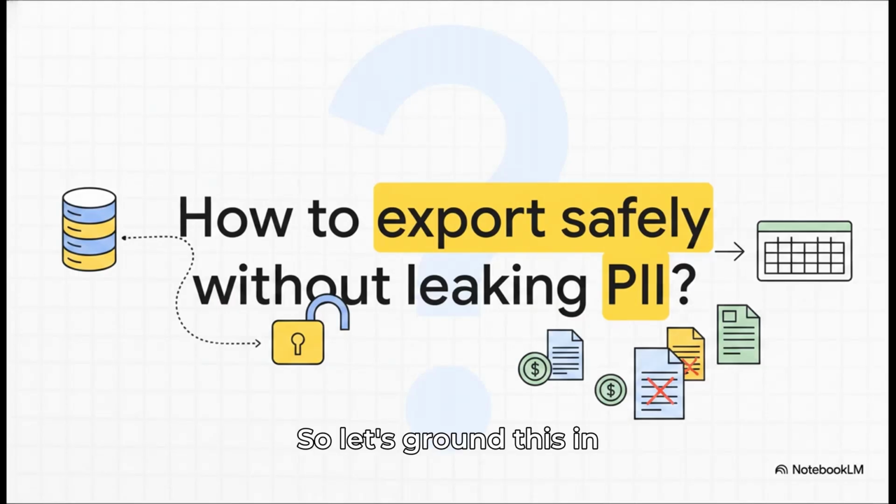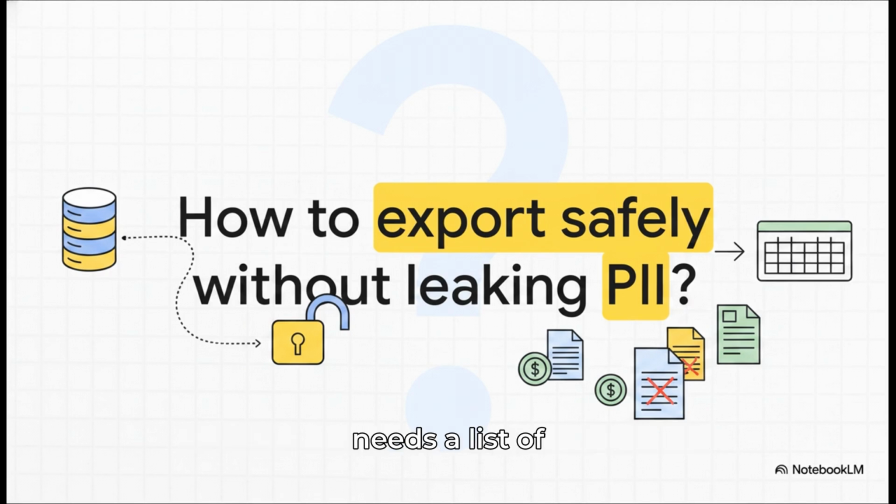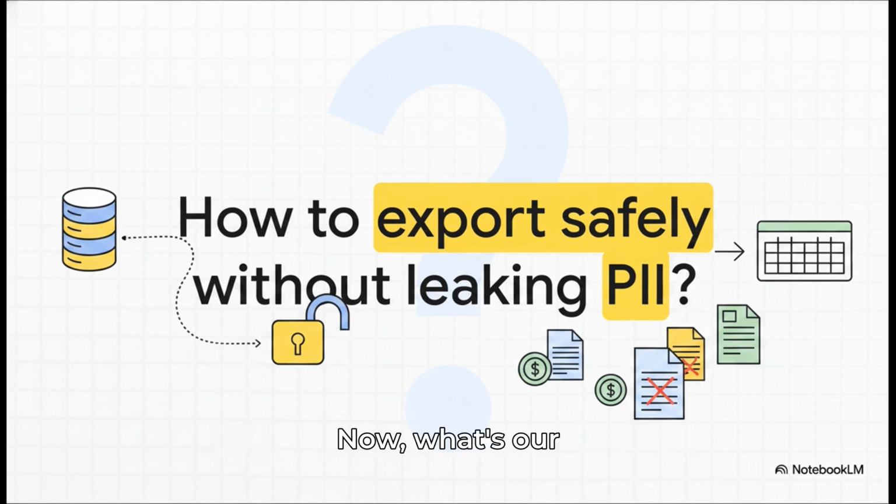So let's ground this in a real-world scenario. Imagine a customer success manager needs a list of high-value transactions, specifically everything over $1,000 from last month. For this exercise, we're hooked up to a local MySQL sandbox using the sample Sakila database. Now, what's our absolute top priority here? It's pulling this data safely without leaking any credit card numbers or other personally identifiable information. The question is, how do we extract exactly what they need securely and efficiently?